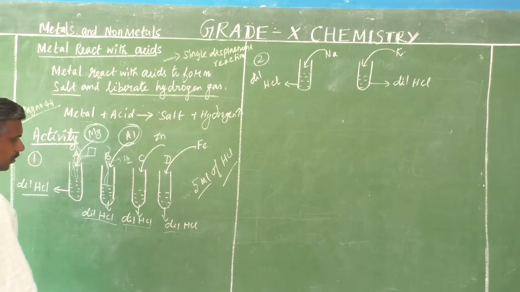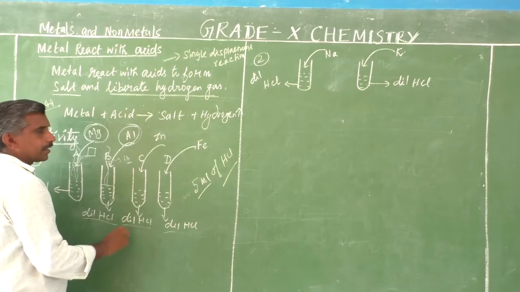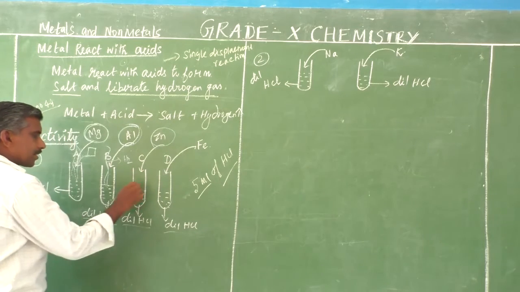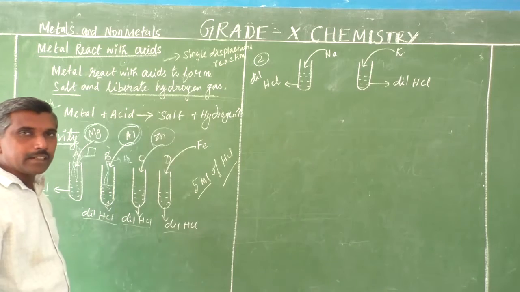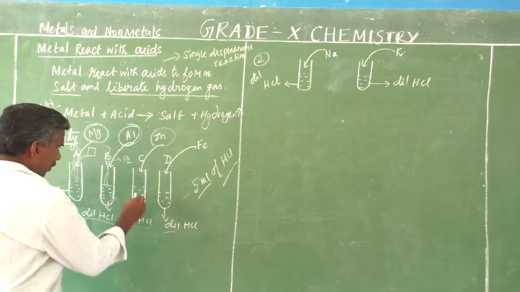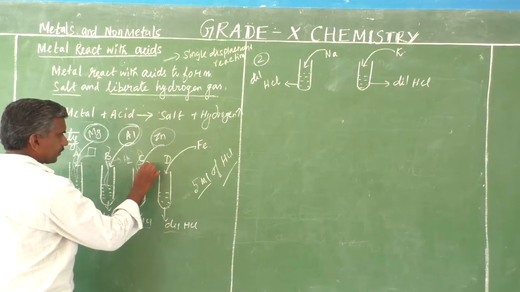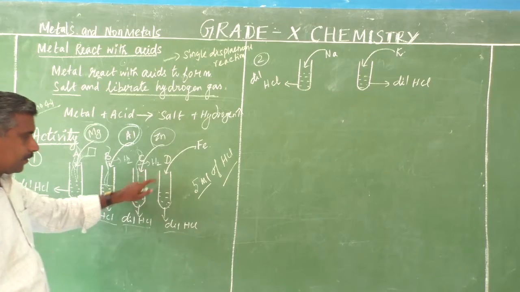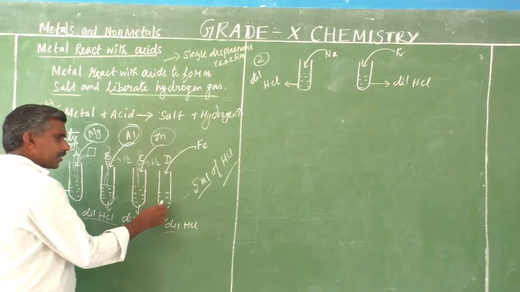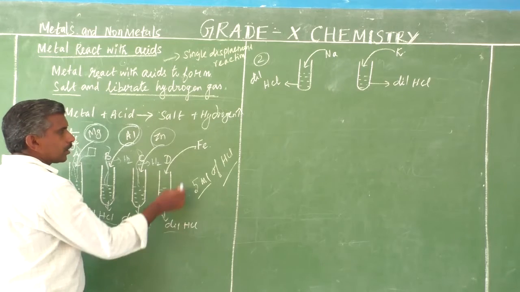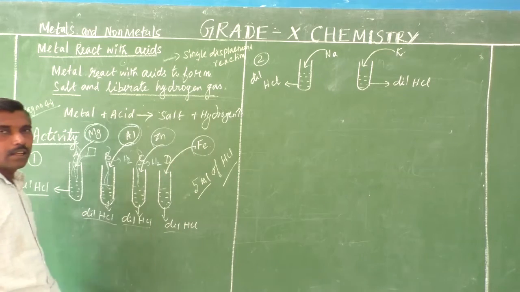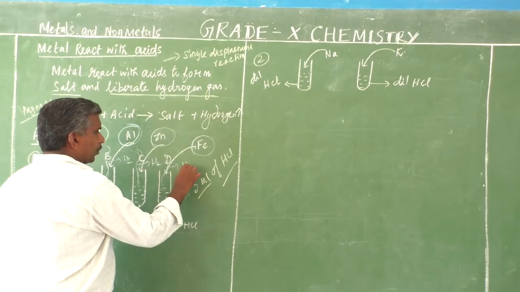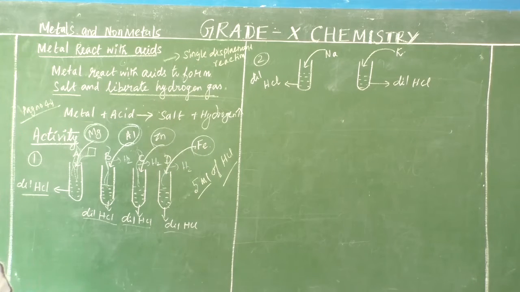Then in test tube C, the same amount of hydrochloric acid, zinc metal is added. It reacts moderately to evolve hydrogen gas. Now test tube D has the same amount of HCl, where iron metal is added, and hydrogen gas is evolved in the least amount, compared to the others.